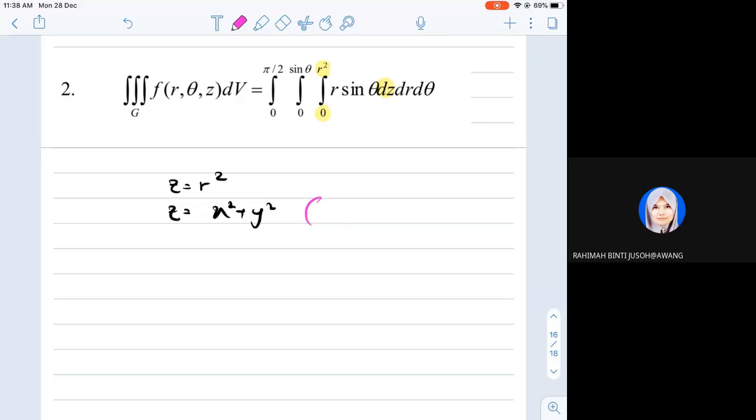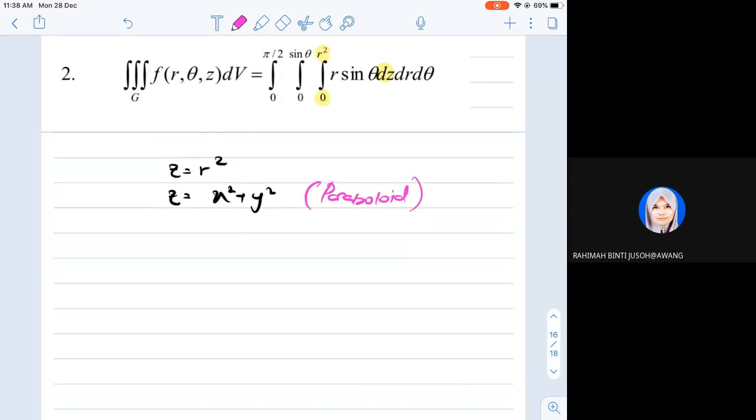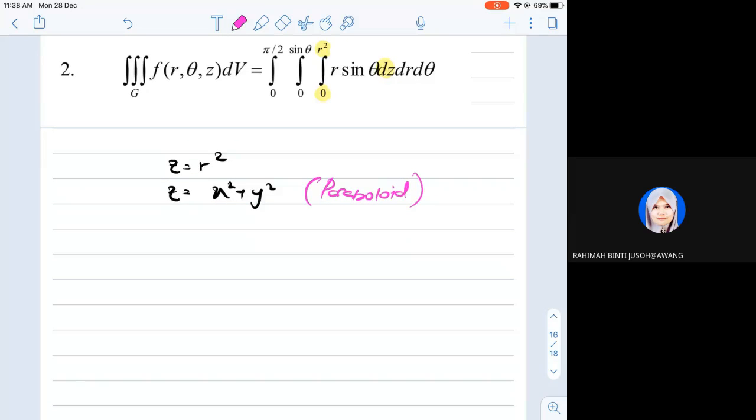z equals to x squared plus y squared. Chapter 1. What shape do we have here? Dah lupa ke guys? Macam mana you nak find exam ni? This is a paraboloid. Ni kan makhluk Tom Yam ni. z equals to x squared plus y squared. Okay? This is a paraboloid. So now, okay, we have this.